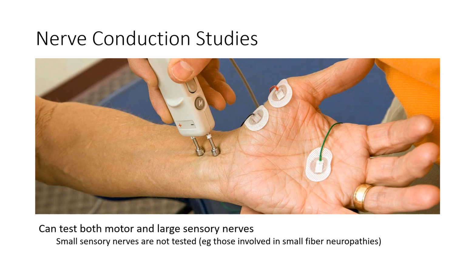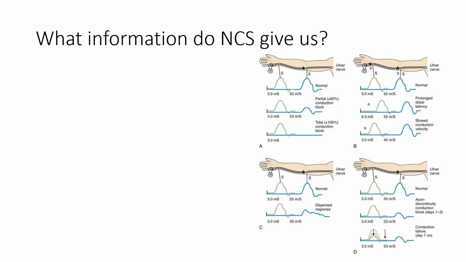And so what we end up doing is we provide a small shock to the nerve. That shock or electrical impulse is then conducted to the muscles that it innervates, and those recording pads record when that stimulus makes it to the muscle. And so by knowing the time between when the impulse is given and when it is recorded, and by knowing the distance between where the impulse is provided and where the impulse is detected, we can then calculate several things.